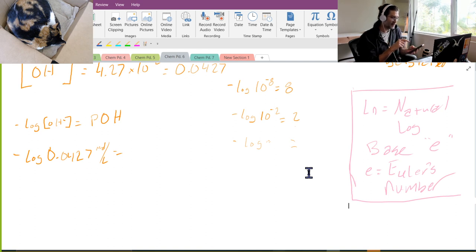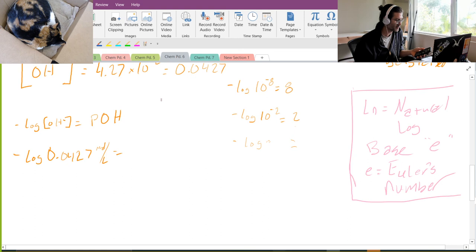So I have to hit my ln log button twice. The first time ln comes up, the second time log comes up, and then I can plug in that number, 0.0427. That gives me 1.369. I have three significant figures, so 1.37. And that's the pOH.